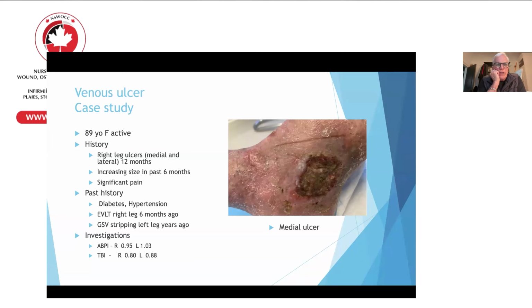I'll just provide one patient example just to see where we can use this. So this is one patient, an 89-year-old female. She's had leg ulcers on both the medial and lateral sides of her legs for over 12 months. And they've been increasing in size in the past 6 months. She also has significant pain. She has other comorbidities, diabetes, hypertension. She had the superficial veins in the right leg, which is where this ulcer is, treated 6 months previously. And they'd been attempting to use some level of compression, but not optimal compression on her leg. Her ankle brachial indices and toe pressures were normal.